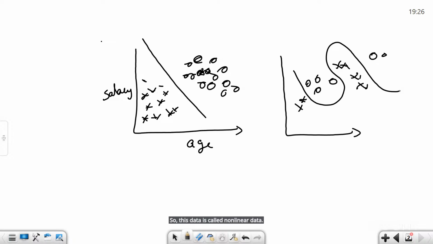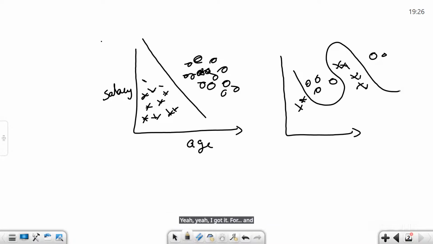To analyze this kind of data, our machine learning could not help us. To analyze this kind of real-world data, we are required to use deep learning models, which are neural networks. Understood, sir? Yeah, I got it.